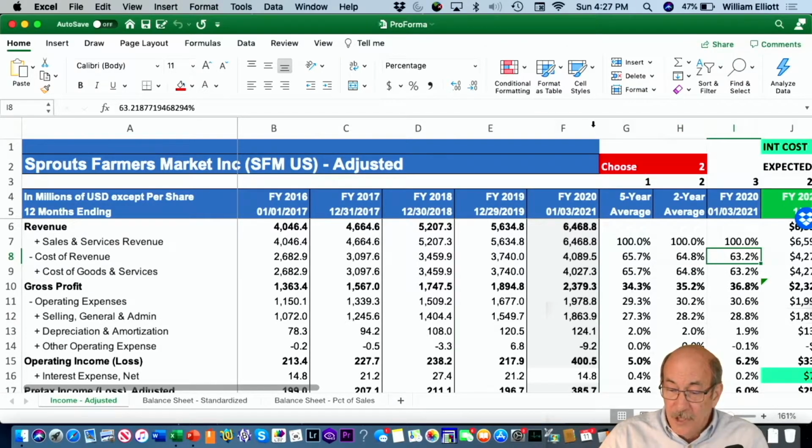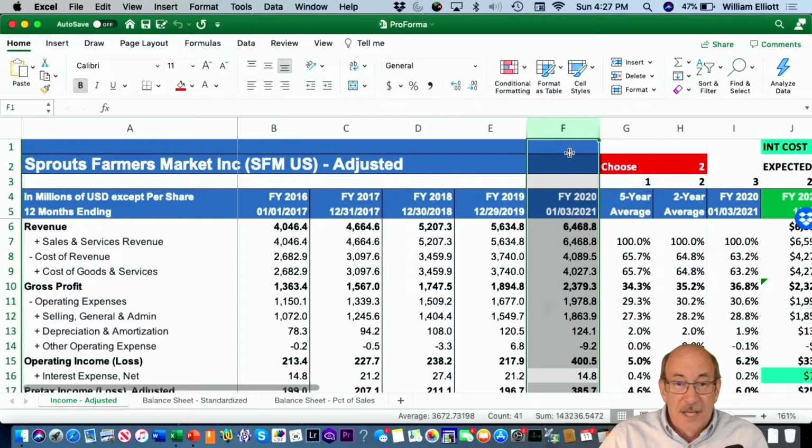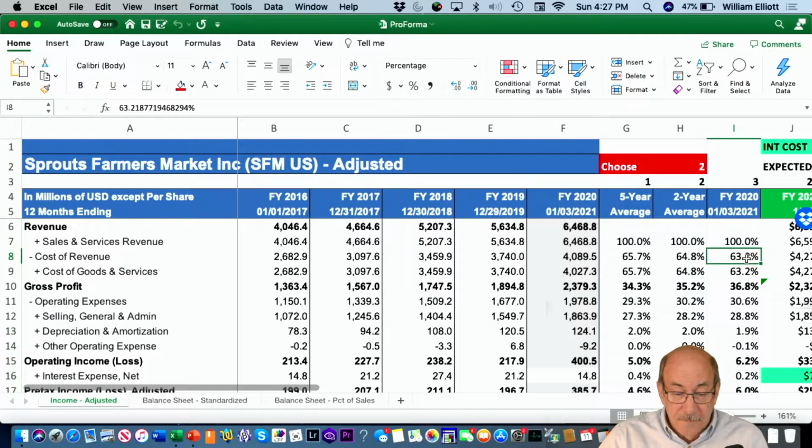So if you look here in column F, that's our most recent year. So cost of goods is 63.2% of revenue. So in other words, $4,027 million is 63.2% of the 6.468 billion in revenue. So that's that figure right there.